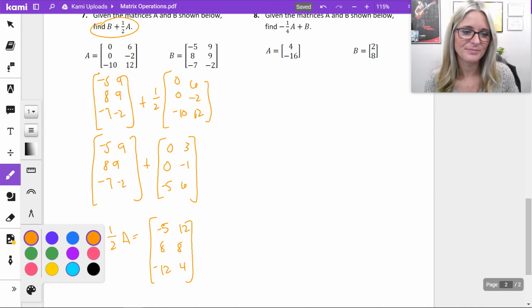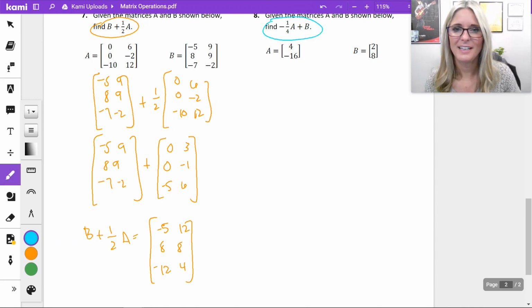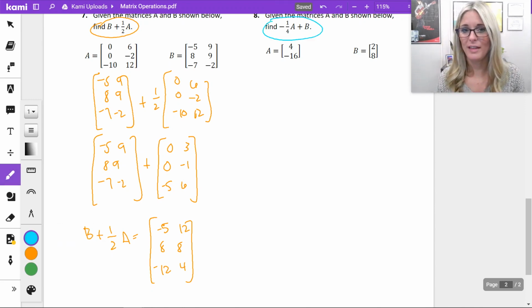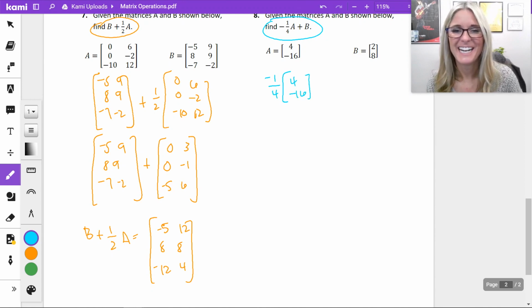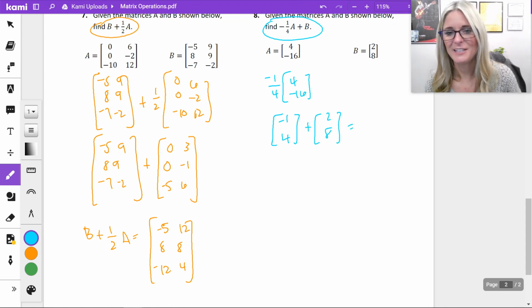Number 8, given A and B, we're going to find negative 1/4 A plus B. So again, we're going to multiply A by our scalar here. Little baby matrix here. 1/4 of 4 would be a negative 1. When we multiply there, negative 1/4 times negative 16 is going to give us positive 4. And then we just need to add it with B, which is 2, 8. Adding those corresponding elements, negative 1 plus 2 is 1. And then we have 12. 1, 12.